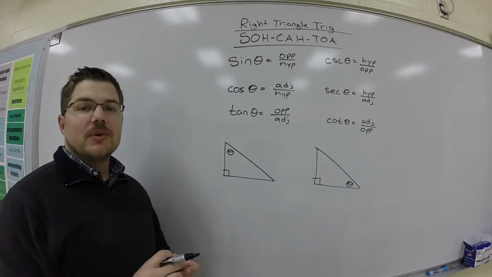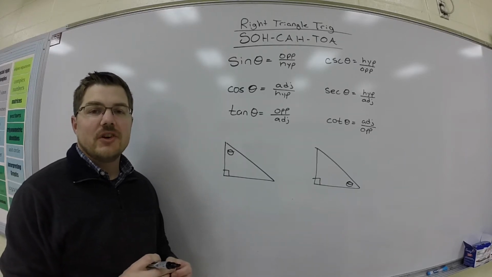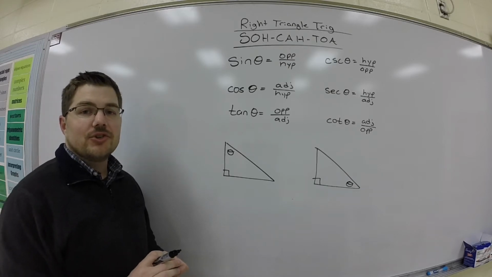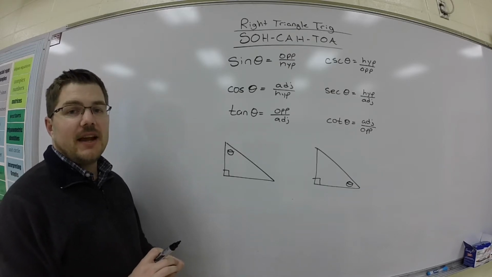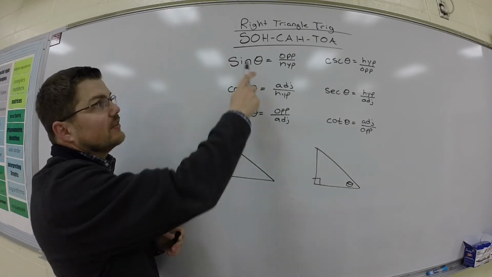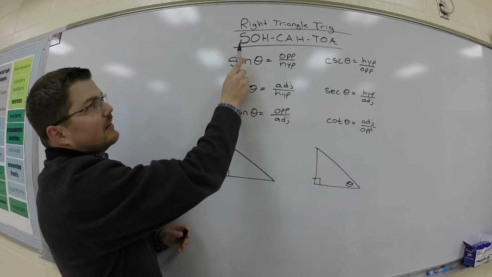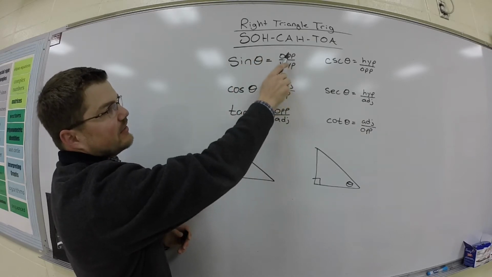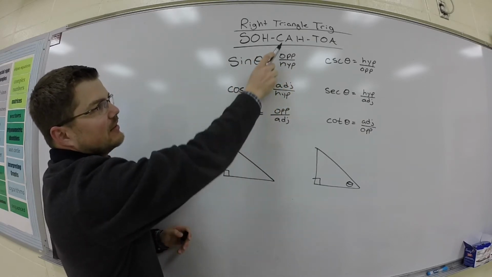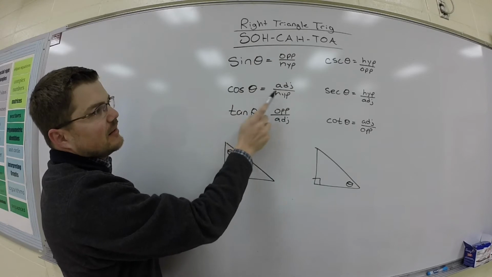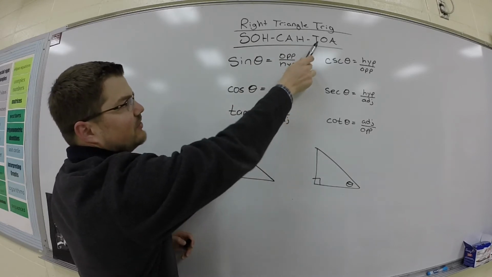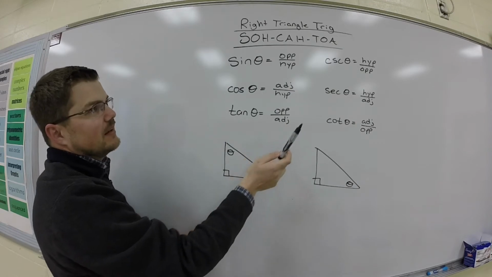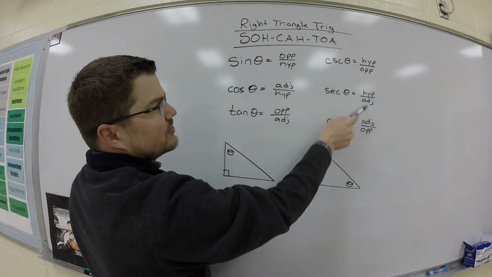Okay, class, today we're going to do a review on right triangle trigonometry. An easy way to remember your trig functions is the acronym SOHCAHTOA. S is for sine, and sine is opposite over hypotenuse. C is cosine, which is adjacent over hypotenuse. Tangent is opposite over adjacent. And these are our inverse functions.